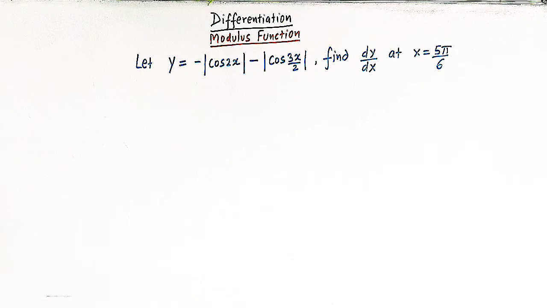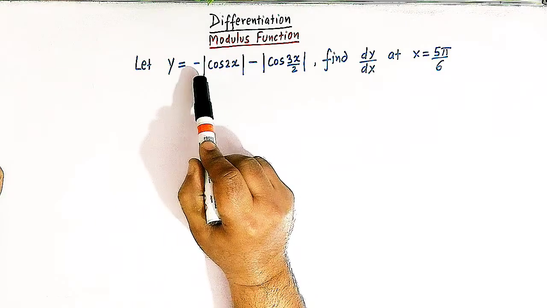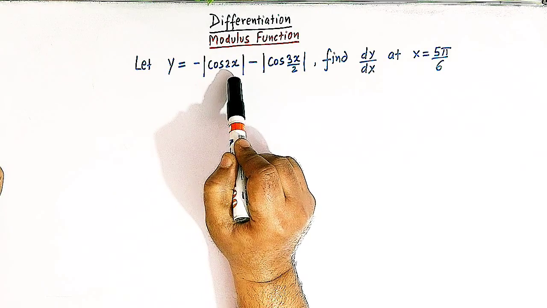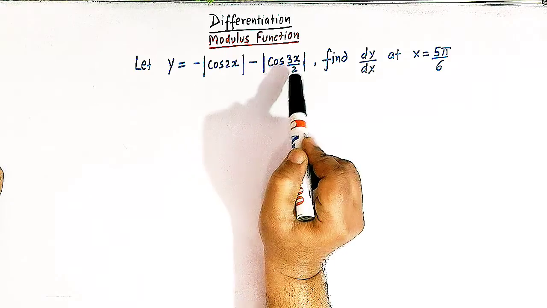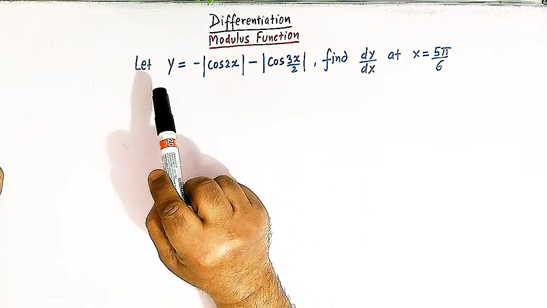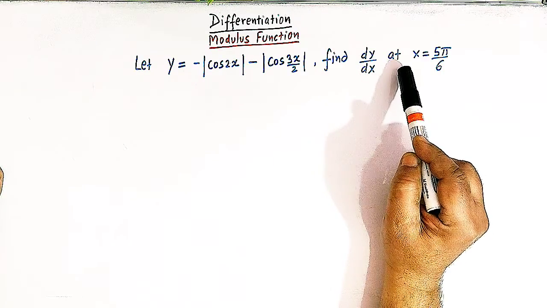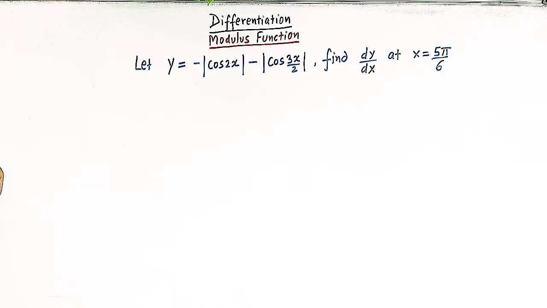So here we are given this problem in which the function y is equal to negative of mod of cos of 2x minus mod of cosine of 3x over 2, and we have to find the derivative, that is dy over dx, at this point x is equal to 5 pi by 6.